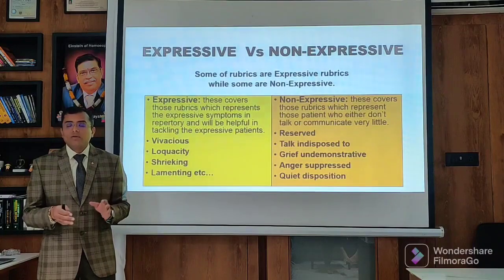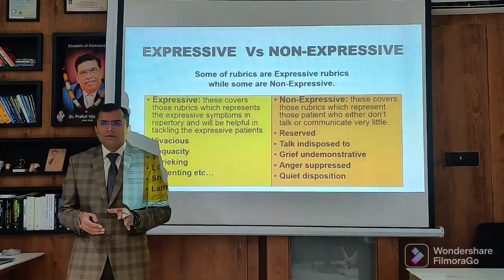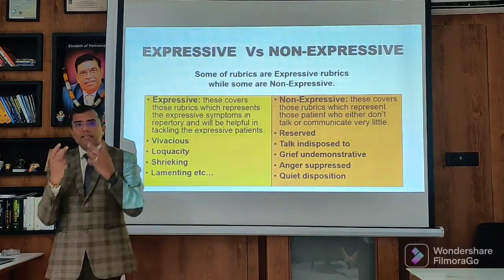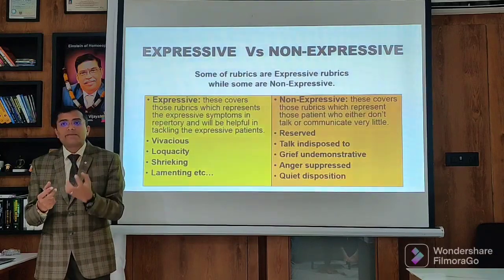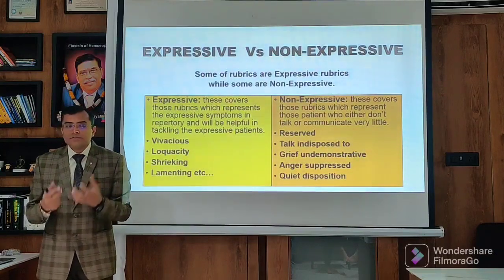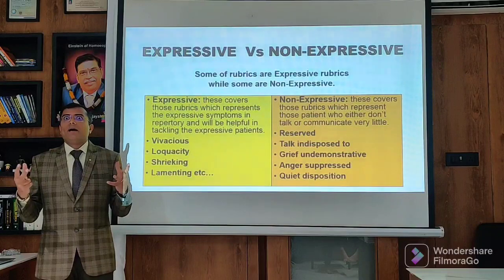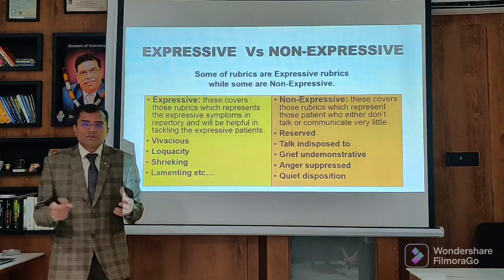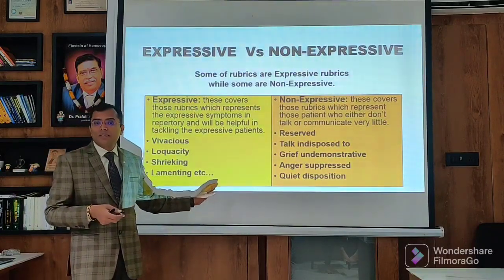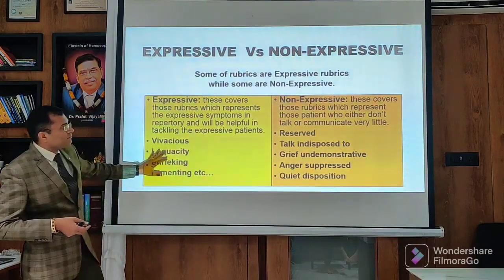All gestures. So there is a frowning. You can say there is a face which is very anxious. So face expression anxious. So face which is astonished. Face which is shocked. So these are the expressive kind of rubrics you can think of.